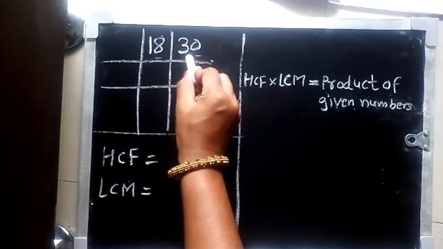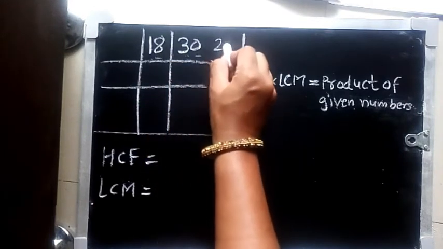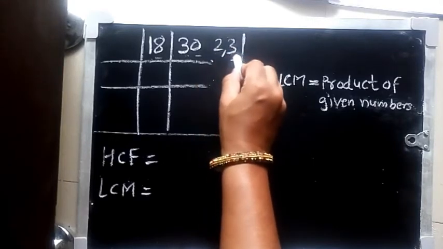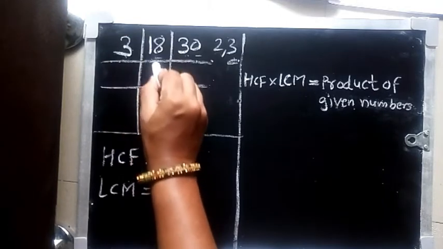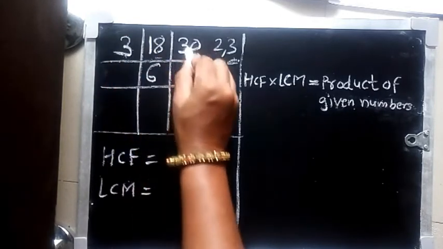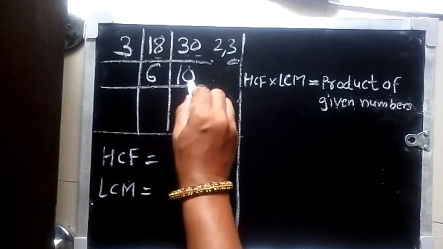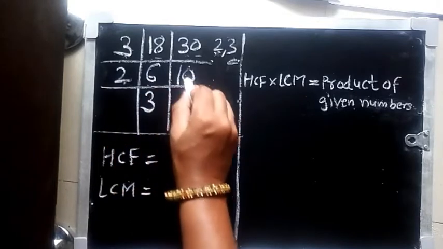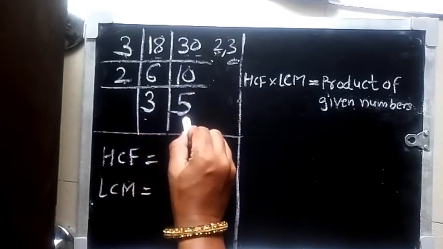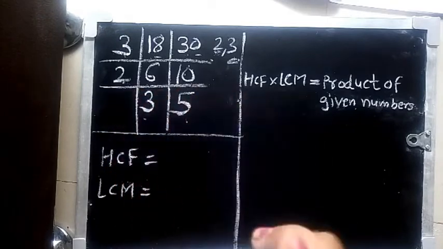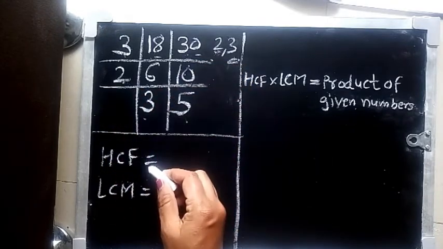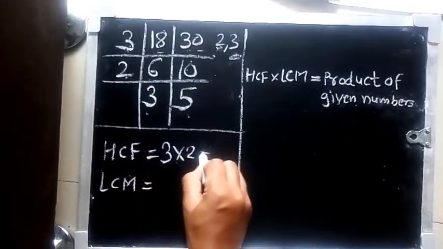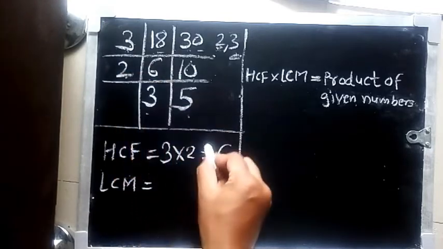Write down two numbers in vertical arrangement: 18 and 30, divided by 2 and 3. I divide by 3. 3 sixes are 18, 3 tens are 30. 6 and 10 are in the table of 2, divide by 2. 2 threes are 6 and 2 fives are 10. 3 and 5 are prime numbers, so stop division. HCF is 3 into 2. 3 twos are 6. 6 is the HCF.